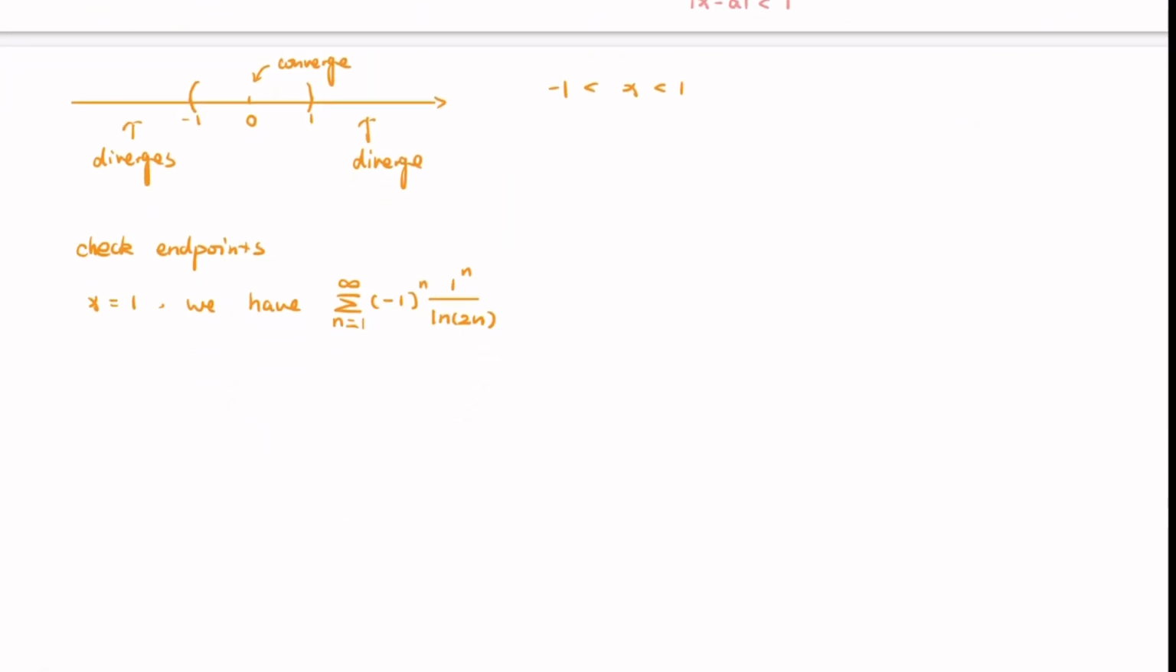And let's try to simplify it. You'll get this. And this is just negative 1 to the power of n over ln n. Okay, clearly this is an alternating series, so we can use the alternating series test. This is an alternating series.